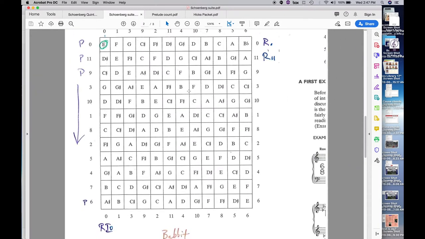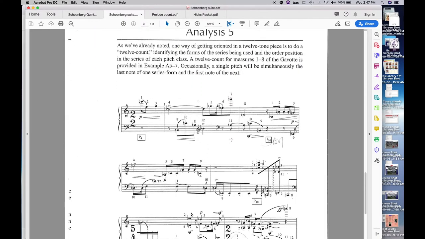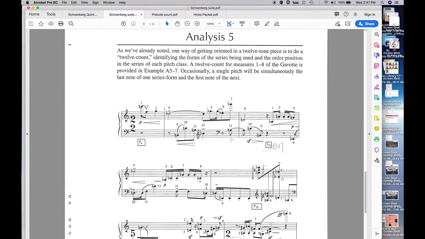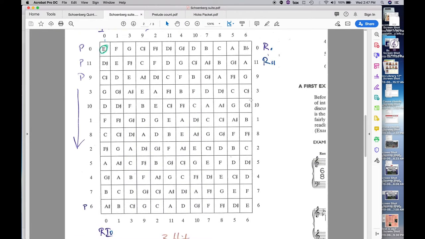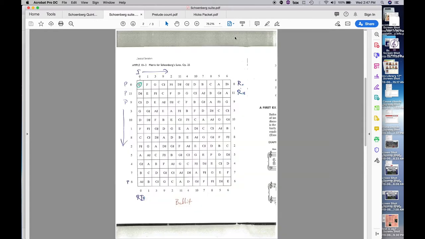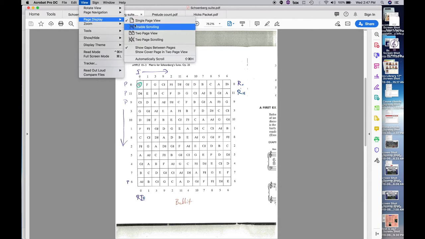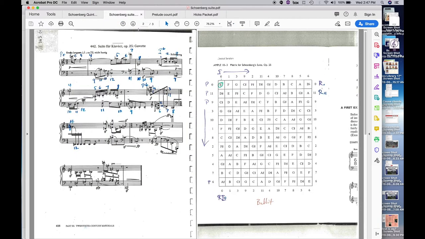Here's the matrix for, let me just see what I've got here. Good. Okay, let's see if we can get a little view here that will help us. Let's fit one page and then page display, two page view. There we go. Isn't this exciting?